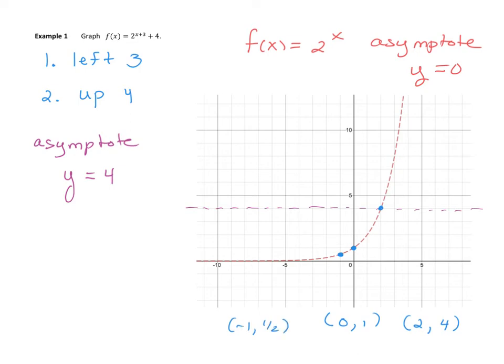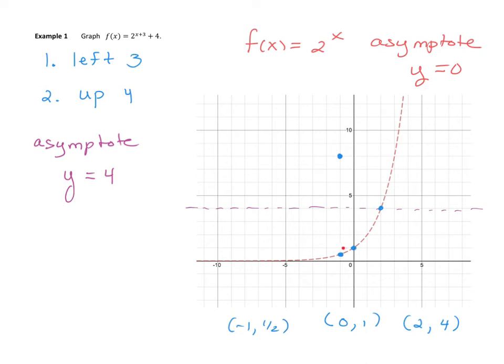Okay, so I'll start with this point here. It first goes left 3, 1, 2, 3, and then it goes up 4, 1, 2, 3, 4. So this is the new location of the point. That's at -1, 8. That's the new point.